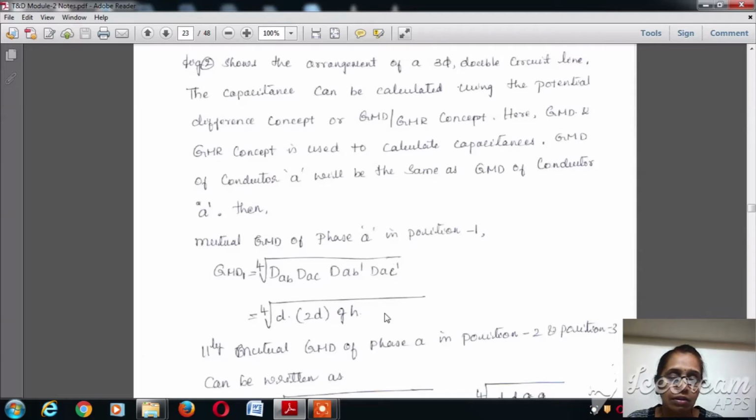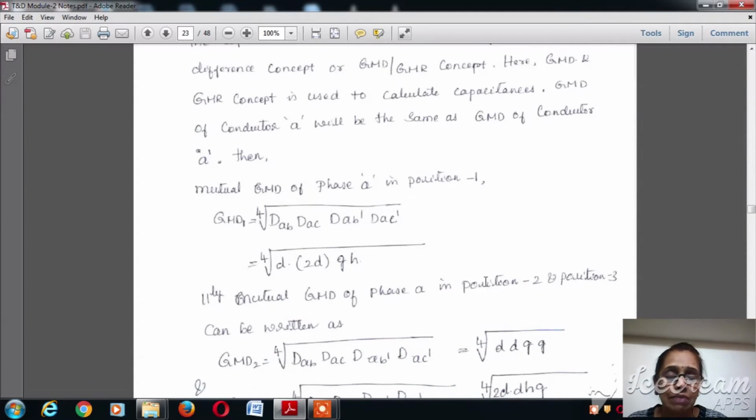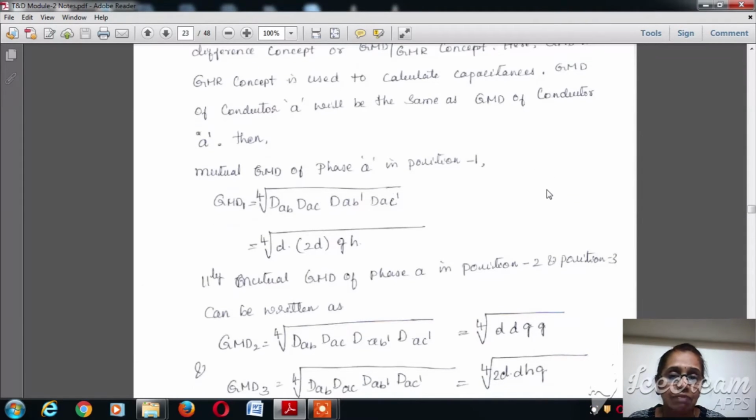So when we consider the GMD, since it is going to be mutual, it considers the mutual distance, the geometrical mean distance between the mutual conductors, which is influenced by the distance between the different conductors. So we have to consider the distance between the different conductors. It is not going to be the self. Whereas when we consider the GMR, we are going to consider the self conductor, that is influenced by the self conductor itself.